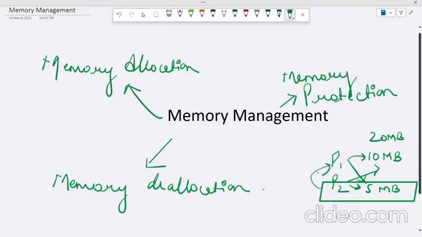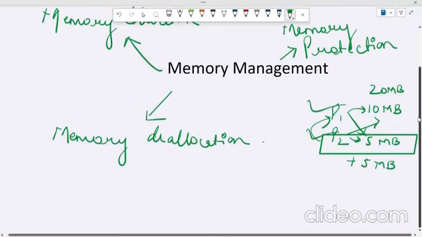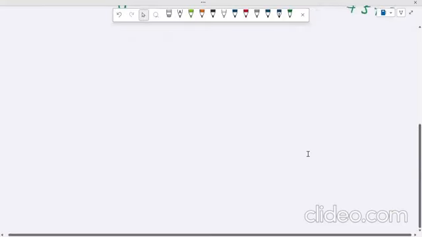If it were able to access it, it would corrupt that particular process. Let's say P2 accesses 5 MB of P1's memory. P1 needs 10 MB to complete, but P2 takes 5 MB. It means now P1 is not completed, and P2 is also not completed. So P2 corrupts P1. This is what is called memory protection. These are the three main functions of memory management: memory allocation, memory deallocation, and memory protection. I hope you understand.